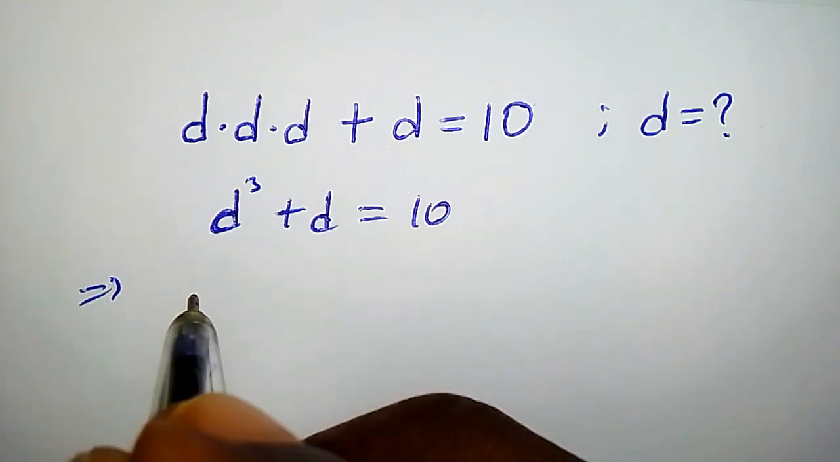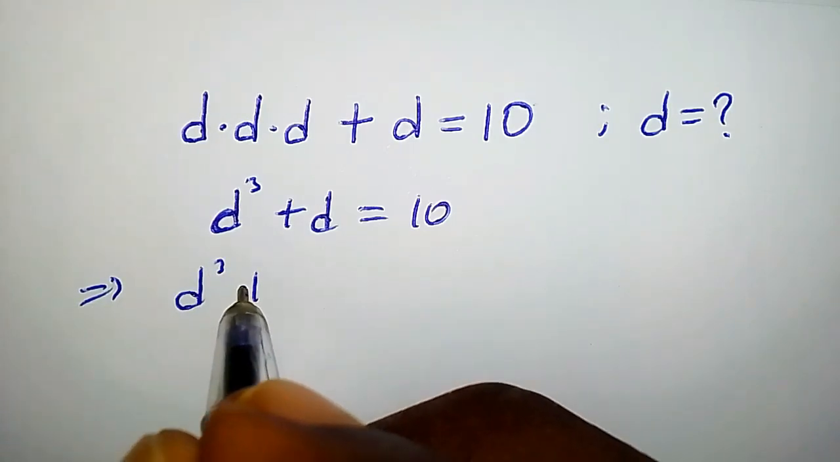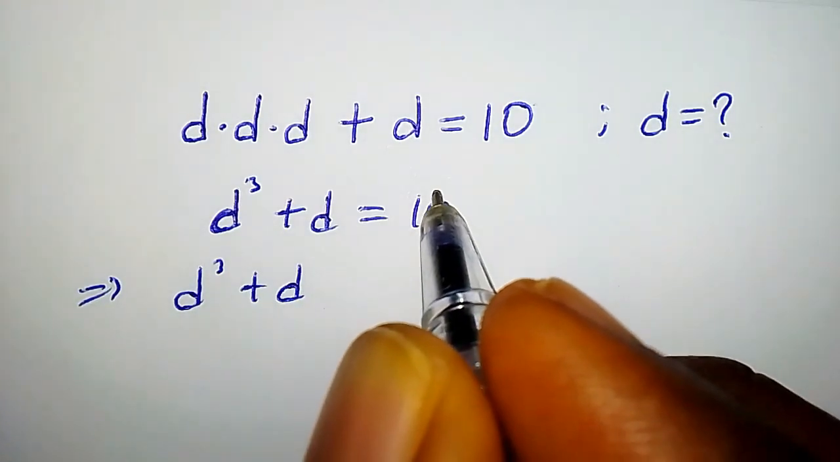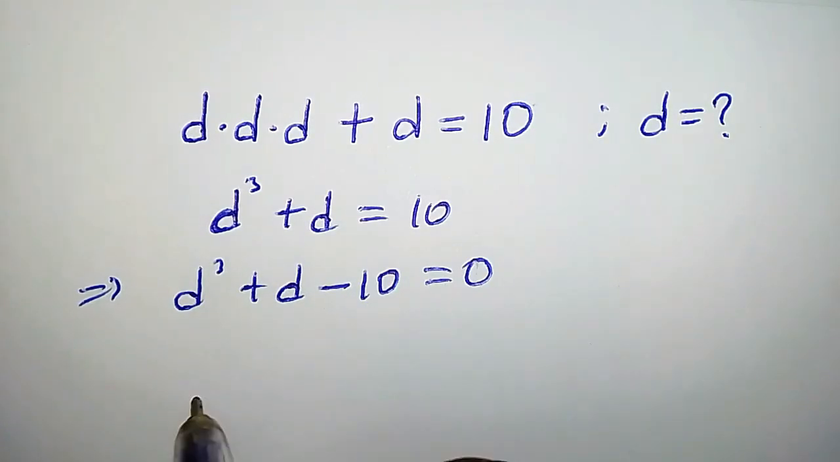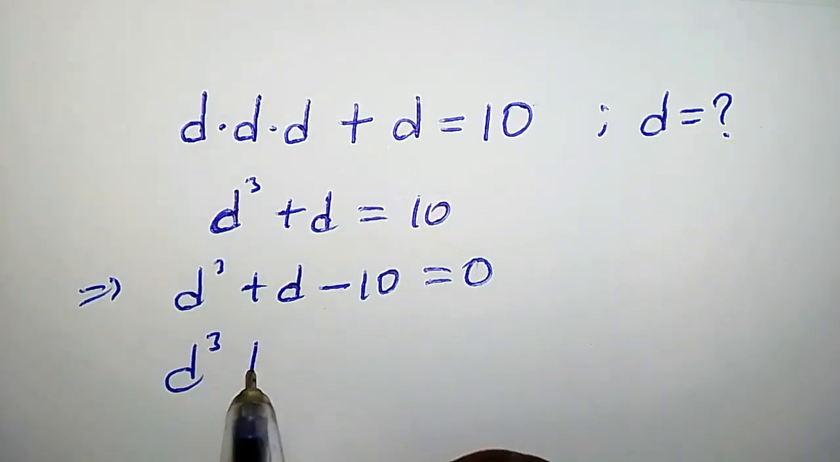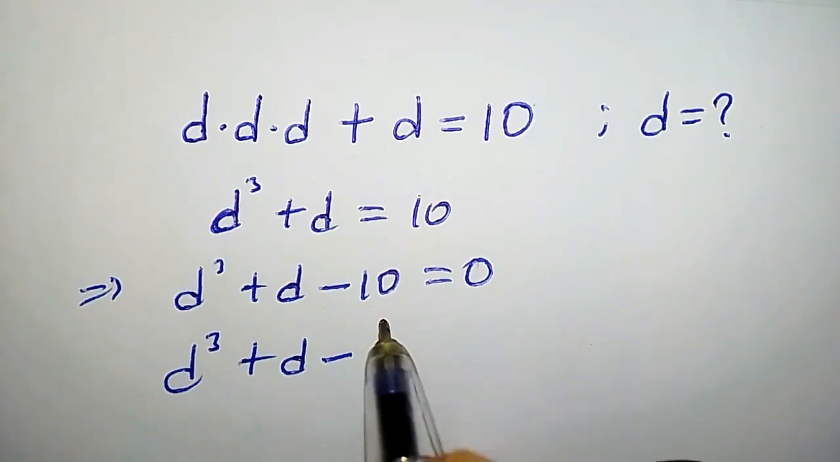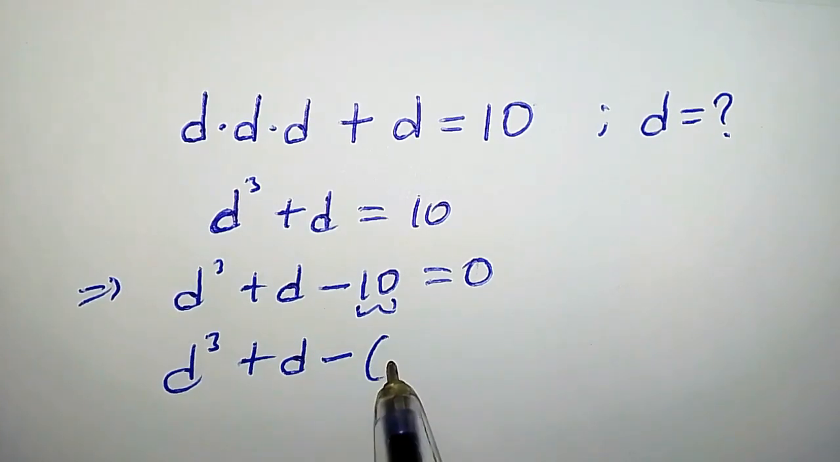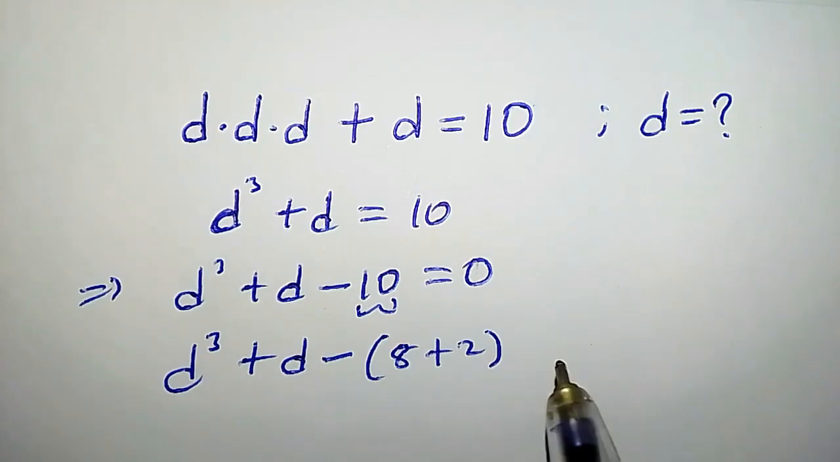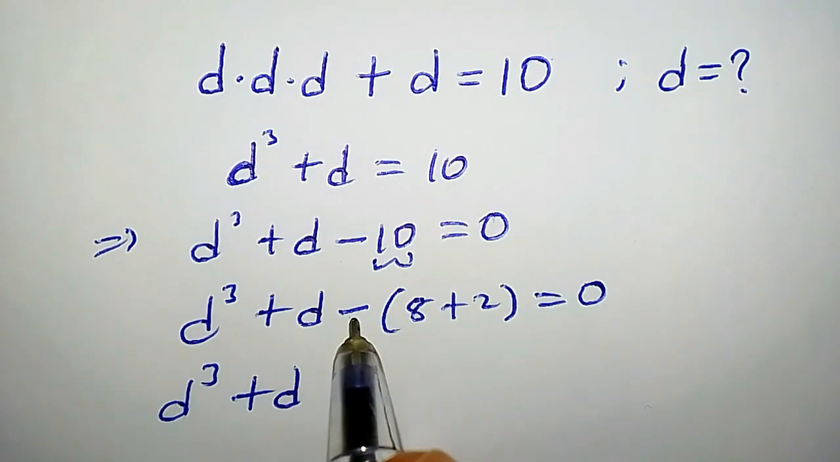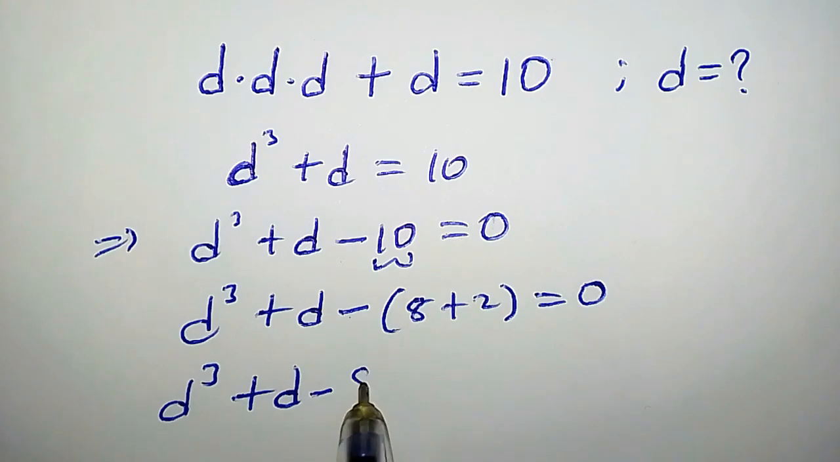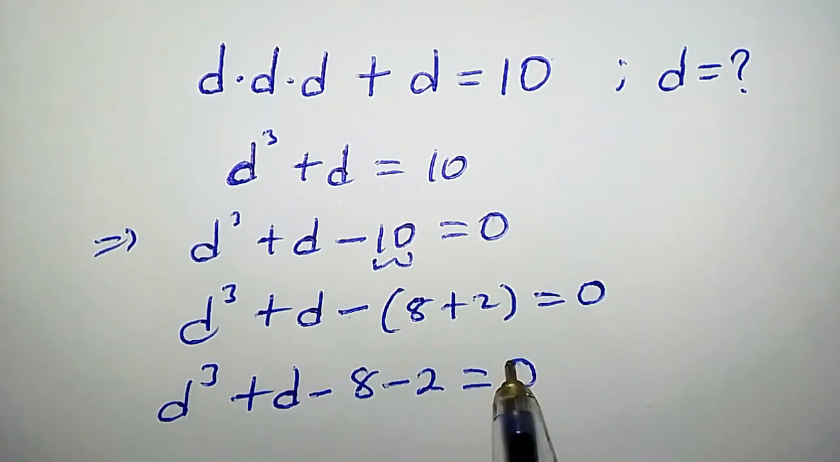This implies that D to the power of 3 plus D, when we transfer 10 to the left hand side, we have minus 10 equal to 0. D to the power of 3 plus D minus 10 could be written as D to the power of 3 plus D minus 8 plus 2 equal to 0. Let's proceed further. D to the power of 3 plus D minus 8, that is minus 8, minus times plus 2, that is negative 2, equal to 0.